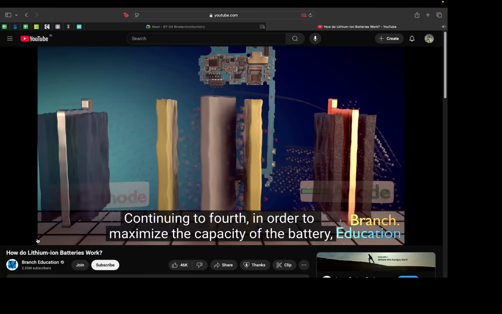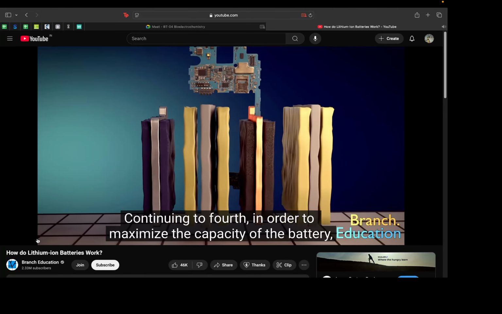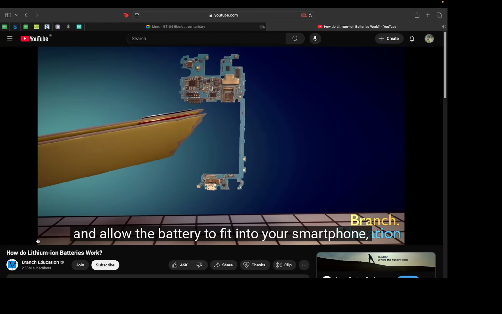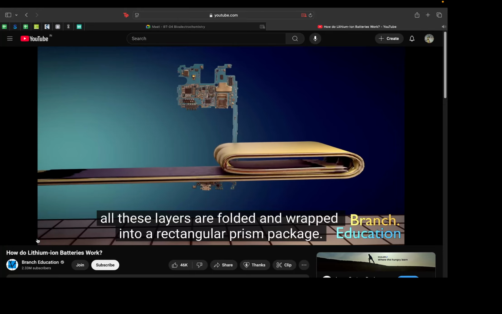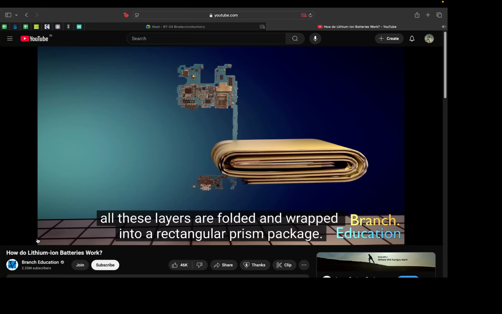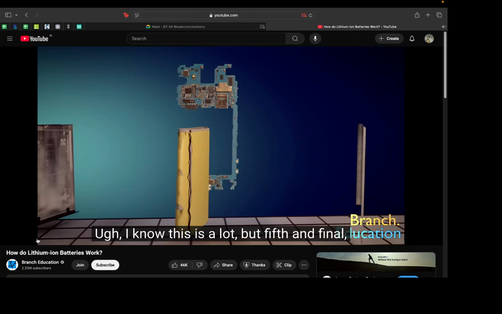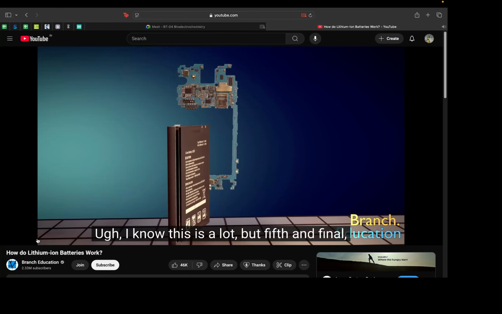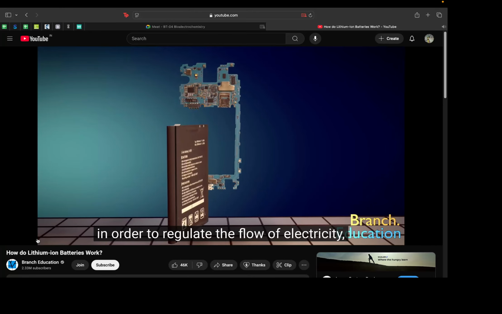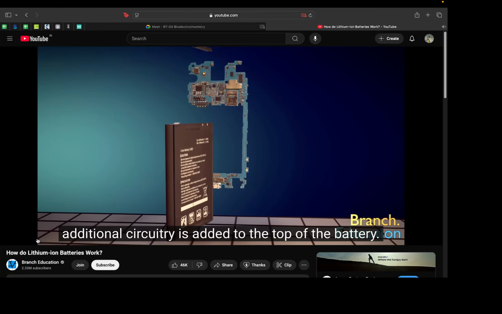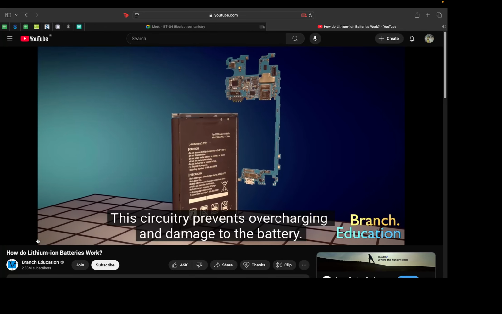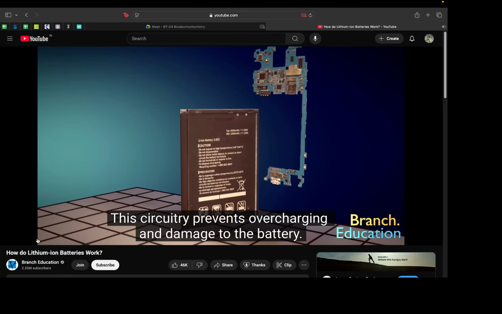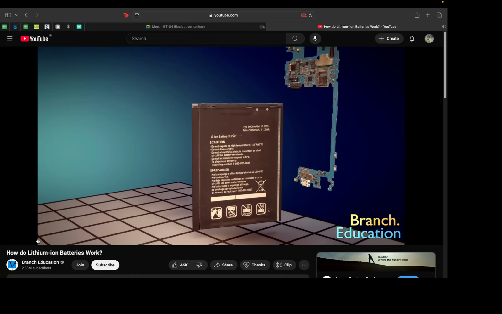Continuing to fourth, in order to maximize the capacity of the battery and allow the battery to fit in your smartphone, all these layers are folded and wrapped into a rectangular prism package. I know this is a lot, but fifth and final. In order to regulate the flow of electricity, additional circuitry is added to the top of the battery. This circuitry prevents overcharging and damage to the battery.